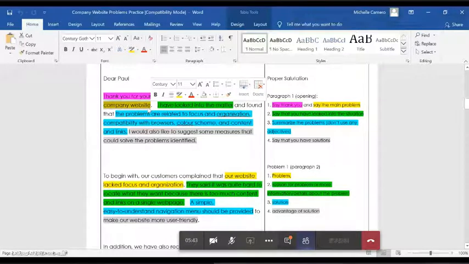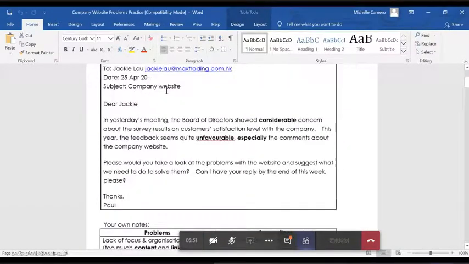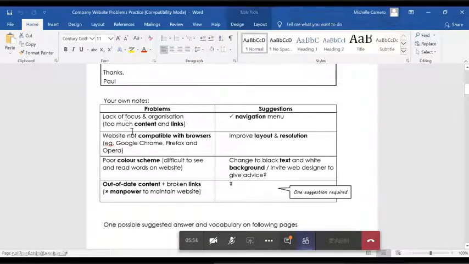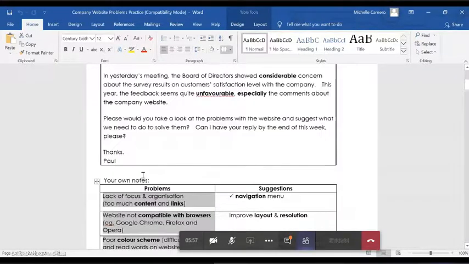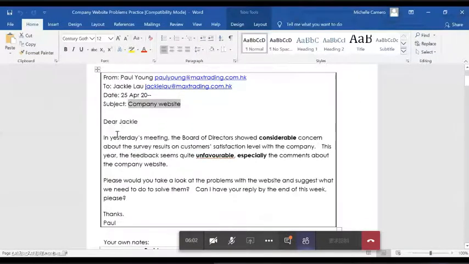So you can use those words in your opening paragraph because you kind of need to summarize the big problem. And the big problem is that there's a big problem with the company website. Okay, and these 4 problems down here come together to create this big problem that you see in the subject line. All right, so anyway, here's the email. Dear Jackie, in yesterday's meeting, the board of directors showed considerable concern about the survey results on customer satisfaction level with the company. This year, the feedback seems quite unfavorable, right? So they didn't get very good feedback, especially the comments about the company website.